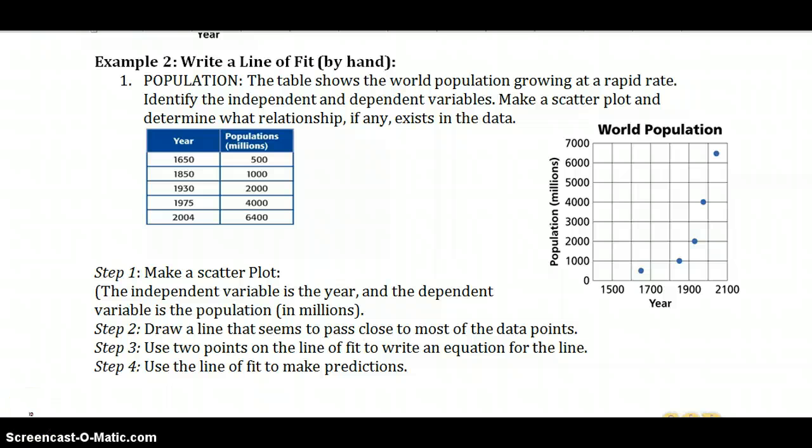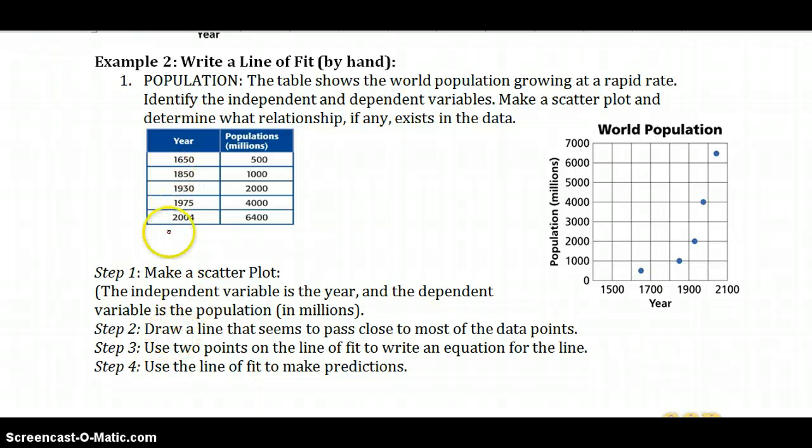All right, this graph shows the world population growing at a rapid rate. Identify the independent and dependent variables, make a scatter plot, and determine what relationship, if any, exists in the data. So step number 1 is to make a scatter plot. The independent variable is the year. Notice time is going to keep on ticking, whether or not we're taking a population survey or not. So time is almost always an independent variable. So X is your independent, Y is your dependent.